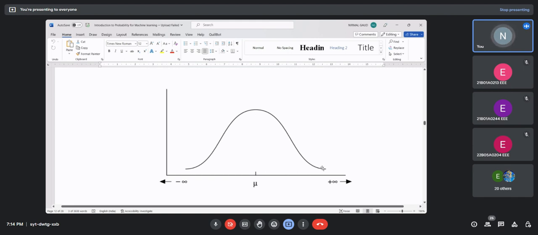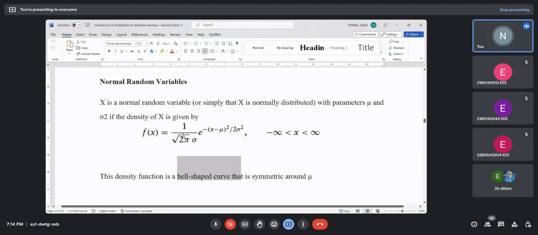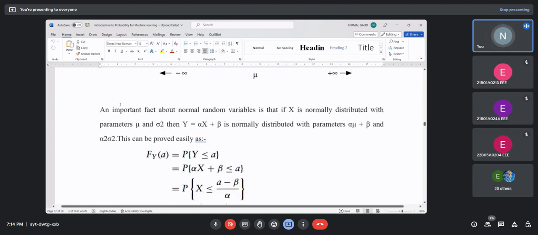That means here I am having less data. That's what you should have, a proper understanding. Very much important. Normal distribution, I gave you the formula, I gave you the structure of it. So it's an important factor for the normal random variables.